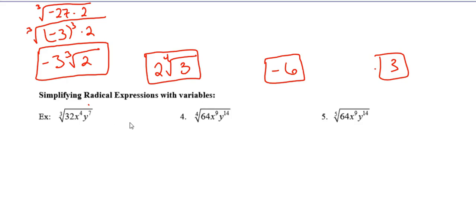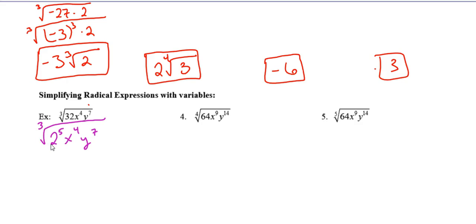In all of these problems, when we have variables under a radicand, we're always going to assume the variables are positive. All right, so when you're looking at these, we're going to stretch this apart and break it down into simpler problems. If you have a whole number, try to break that down into a base with an exponent. So I know 32 is 2 to the 5th power, and then I have x to the 4th and y to the 7th. And all of that, I'm taking the third root.